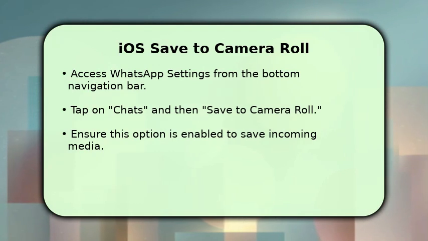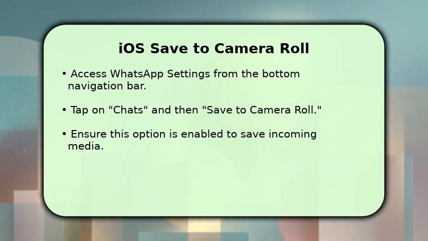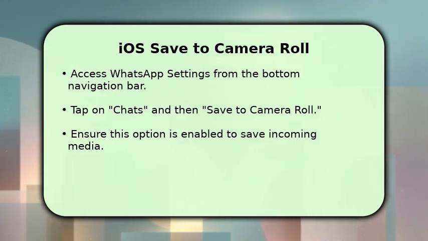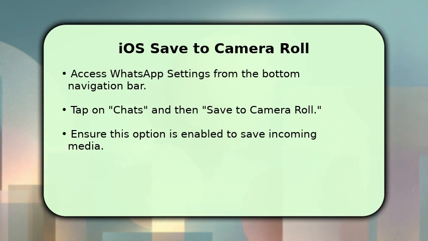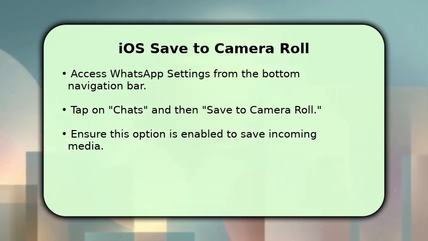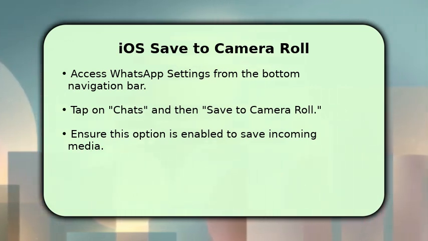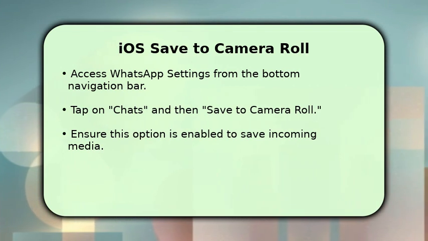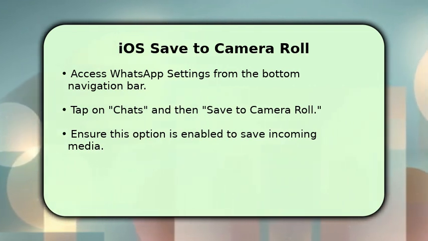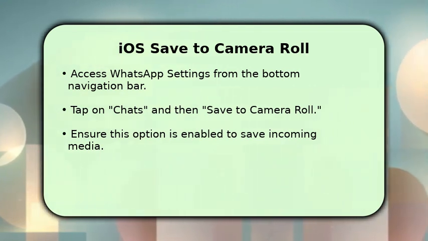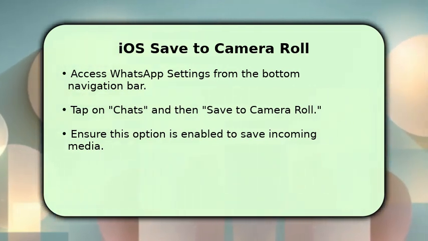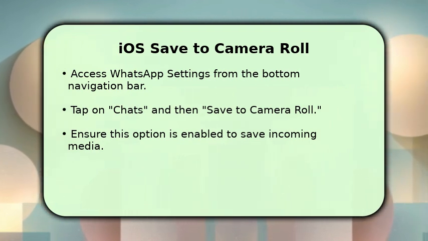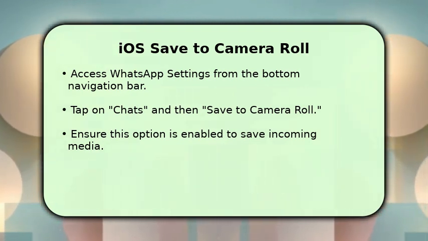If you're an iPhone user, the process is slightly different but equally simple. Open WhatsApp and look for the settings icon, usually located in the bottom right corner of your screen. Tap on Settings, then navigate to Chats. Within the Chats menu, you'll find an option labeled Save to Camera Roll. Make sure this setting is enabled. With this turned on, all new photos and videos you receive through WhatsApp will automatically be saved directly to your iPhone's Photos app, just like any other picture you take.